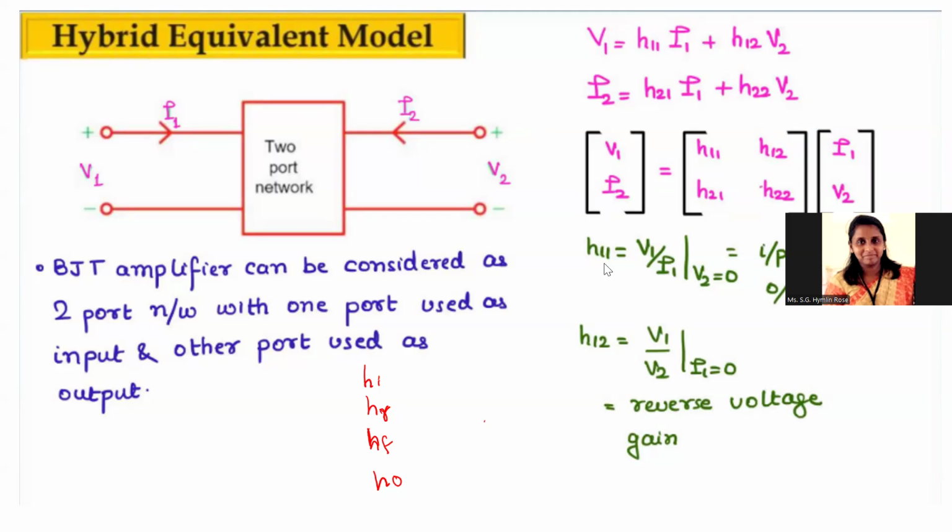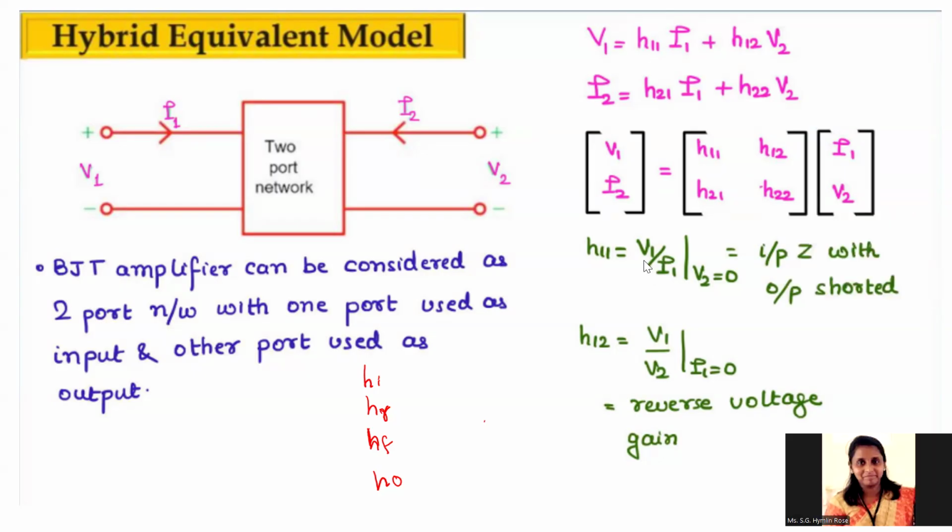From this, first, H11 is the input impedance, which is the ratio of the input voltage V1 to the input current I1, provided that the output voltage is 0. And H12 is the reverse voltage gain, which is the ratio of input voltage to output voltage with the input current held constant, that is 0.